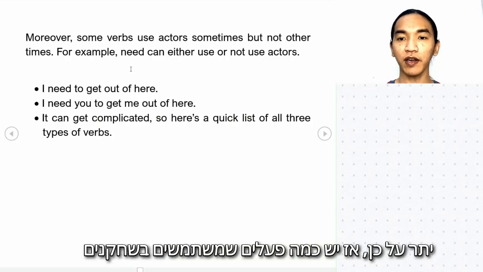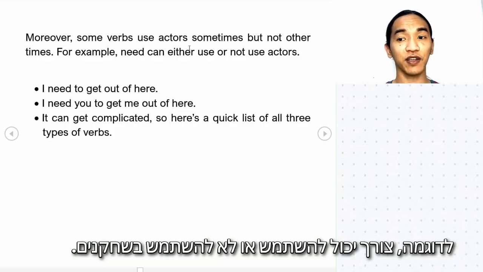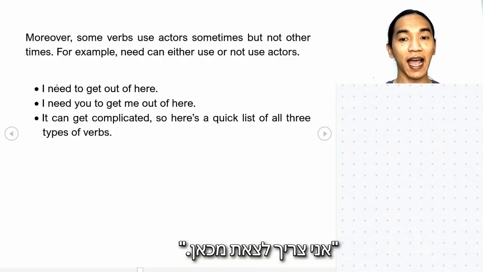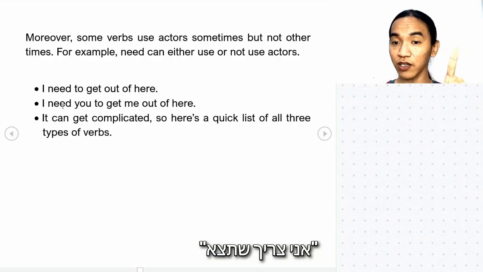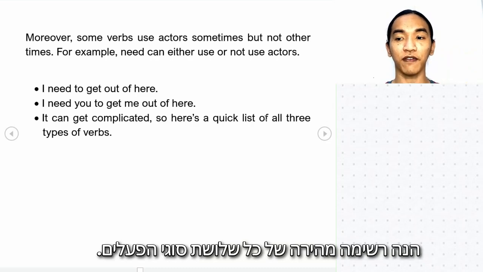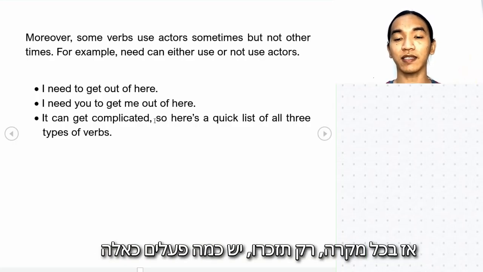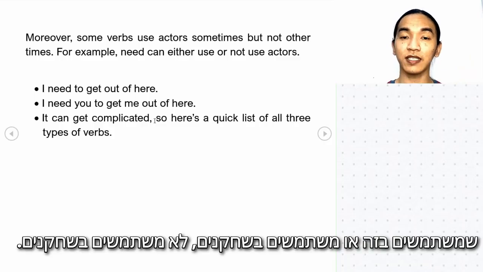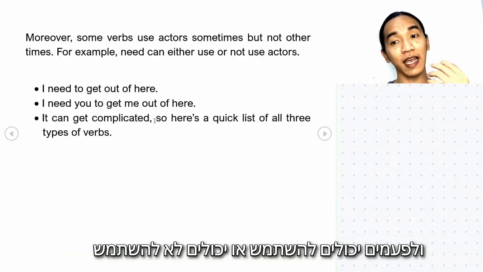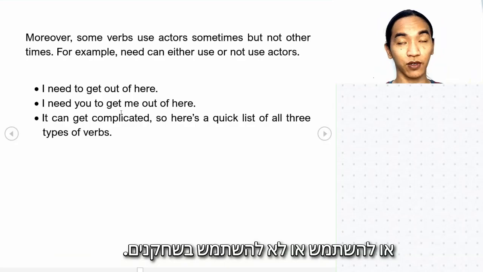Moreover, some verbs use actors sometimes, but not other times. For example, need can either use or not use actors. I need to get out of here. I need you to get out of here. So it can get complicated. Here's a quick list of all three types of verbs. Just remember there are some verbs that use actors, some that don't use actors, and some that sometimes use actors and sometimes don't.